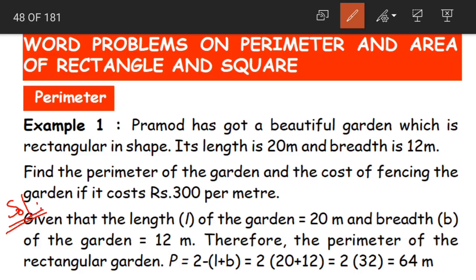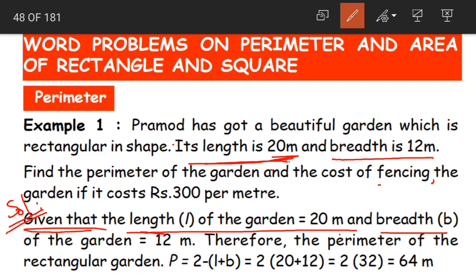Now coming to the solution part, first you have to write whatever information is given in the question. What should you start with? You should start with given that. What is the information given? First we have length. Given that length of the garden is equal to 20 meters. Then we have breadth. Breadth of the garden is equal to 12 meters. Yes, we have the length and the breadth given.